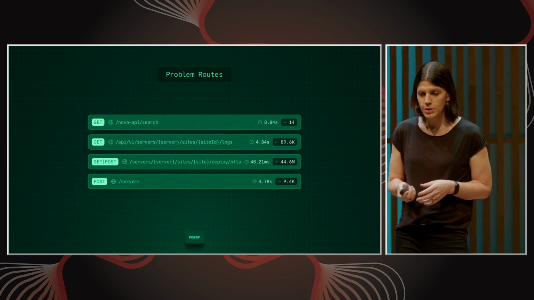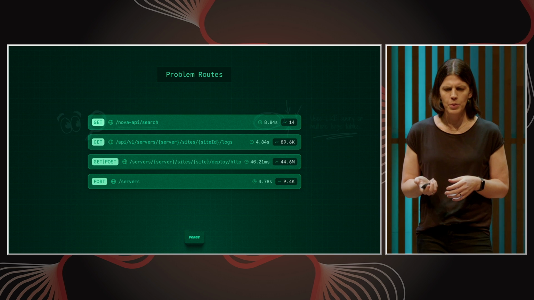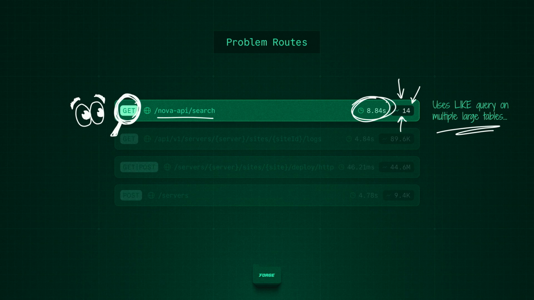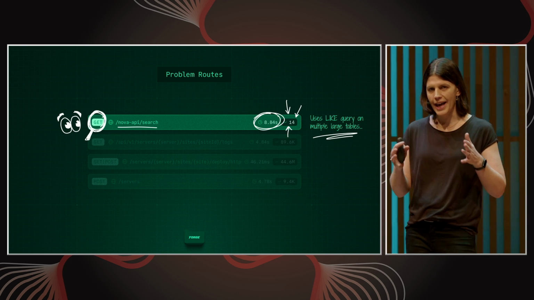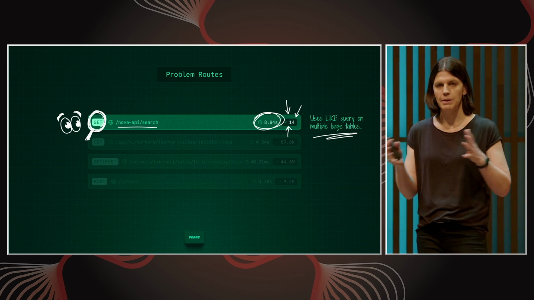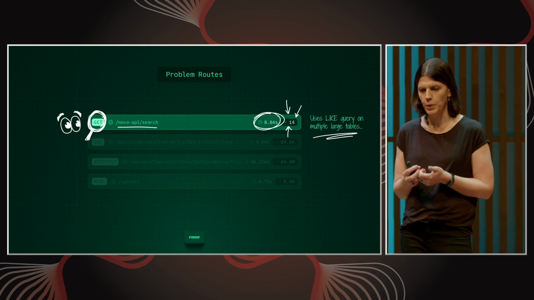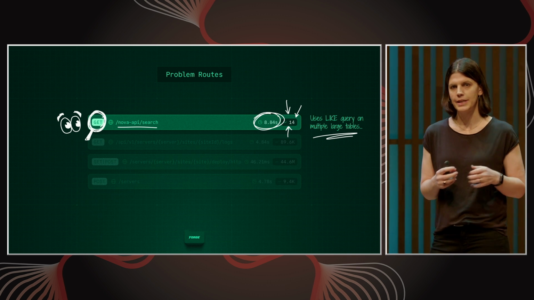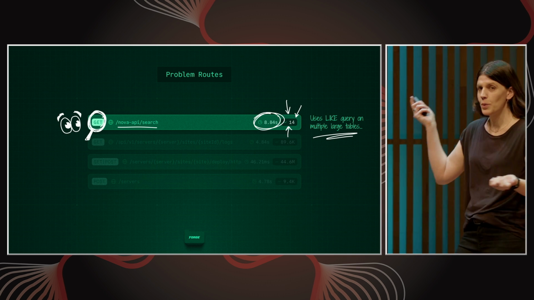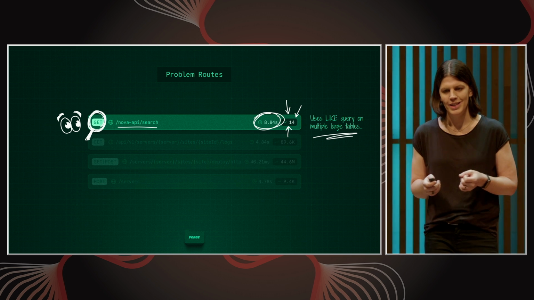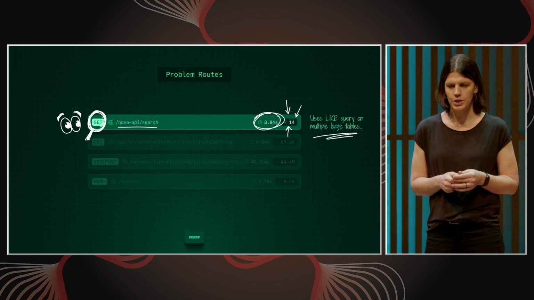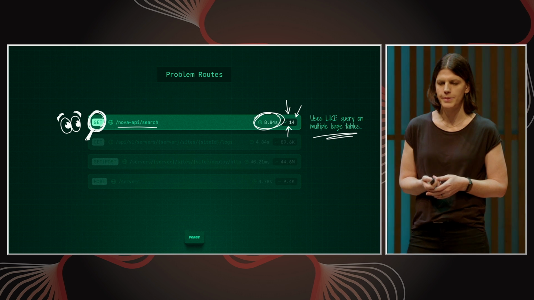We've then got some problem routes to talk about here. Our slowest route here is the Nova API search route. We can see here that on average it takes 8.84 seconds to search with Nova on Forge. That's because by default, Nova uses a like query to search all of the tables. And we have some huge tables with tons of data, so it's pretty inefficient to use a like query. Now, Nova lets you use Scout to make this much, much faster. But you can see there's only 14 requests, and these are all requests by staff. So this one's probably not one we're going to focus on too much until we've solved other problems.